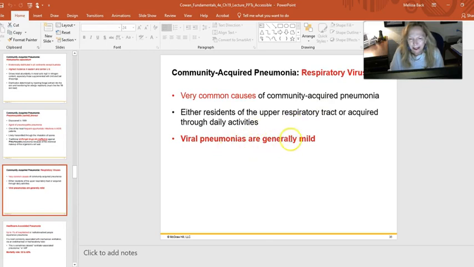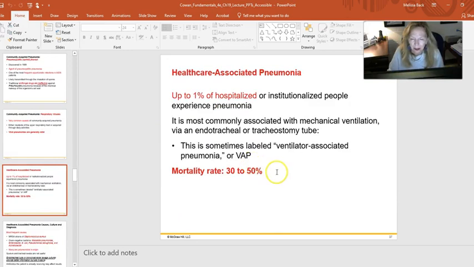So viral pneumonias are generally mild, they're generally self-limiting, but they are all going to be treated with antibiotics. Even though we know antibiotics don't work against the virus, we're treating them with antibiotics to prevent a secondary bacterial infection. I know I say that over and over, but it warrants it.